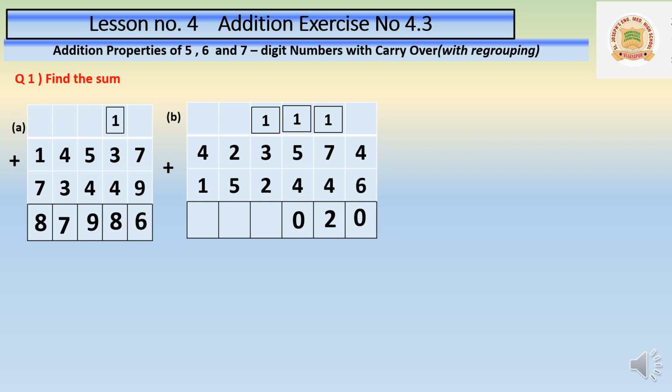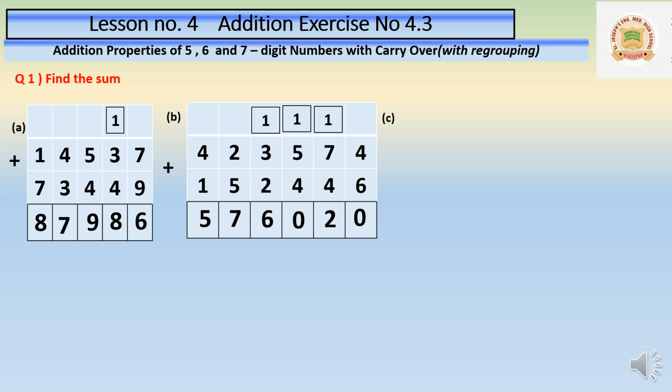Now add the 1000th number. 1 plus 3 is 4, 4 plus 2 is 6. Now there is no carry because it is a single digit number. Now add the next numbers, that is 10,000's number. 2 plus 5, 7. Now add the lakhs number, 4 plus 1, 5. So the answer is 5,76,020.